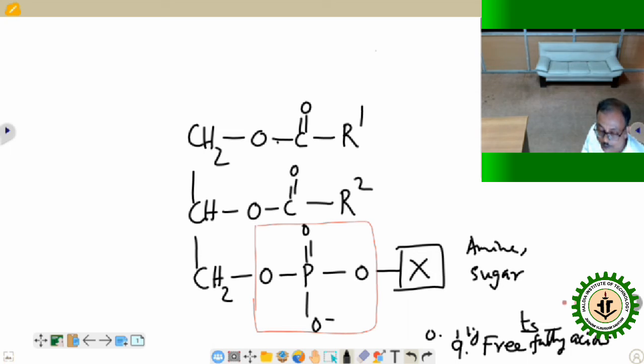This part can bind with the water molecule. We call it a polar head, and these two are the non-polar tails. Polar head, non-polar tails. That is why they are emulsifying in nature.